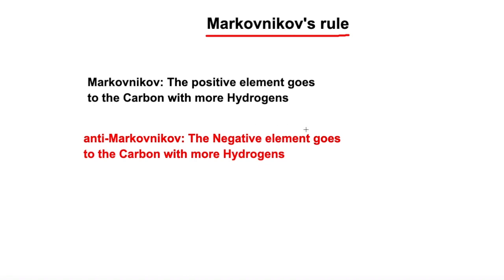This means the negative element goes to the carbon with more hydrogens, okay? So anti-Markovnikov is the negative element that goes to the carbon with the most hydrogens. And for the regular Markovnikov, the positive element goes to the carbon with the most hydrogens. So they are opposite of each other. Now some may ask how to tell the difference. Well, we will show it here.